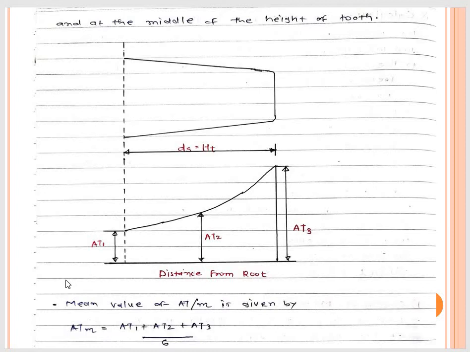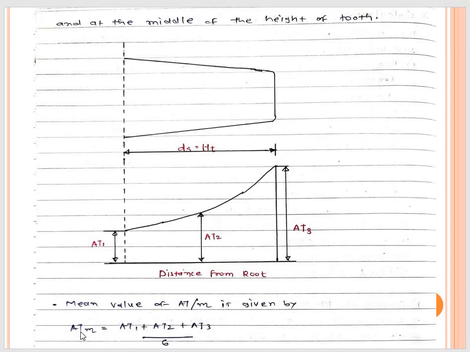Now the mean value of the ampere turn per meter or magnetic field intensity is given by Simpson's rule: AT mean is equal to AT1 plus 4 AT2 plus AT3, divided by 6. So this is the application of Simpson's rule in this figure.